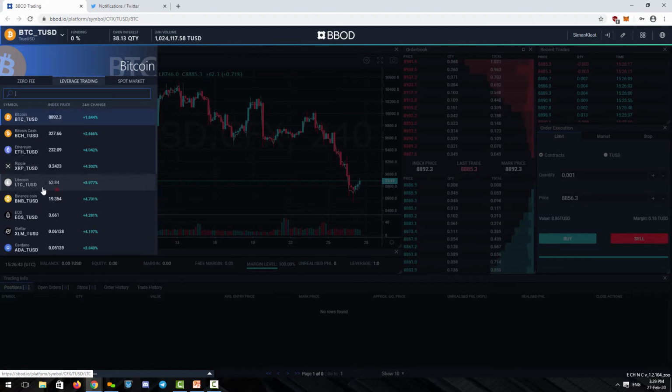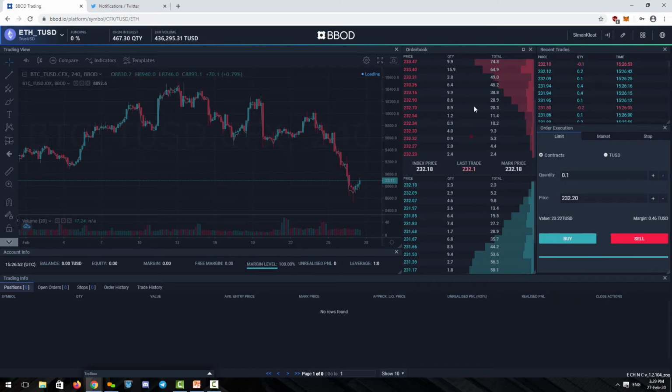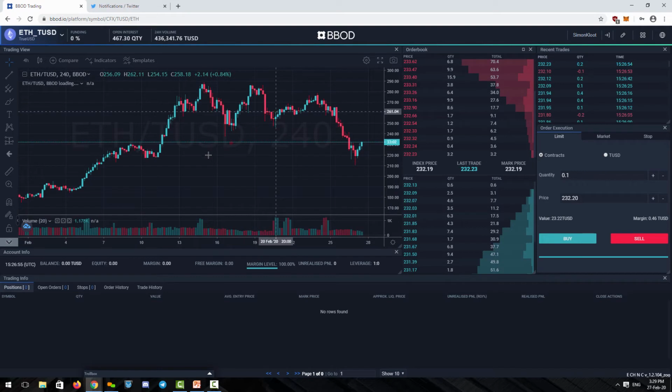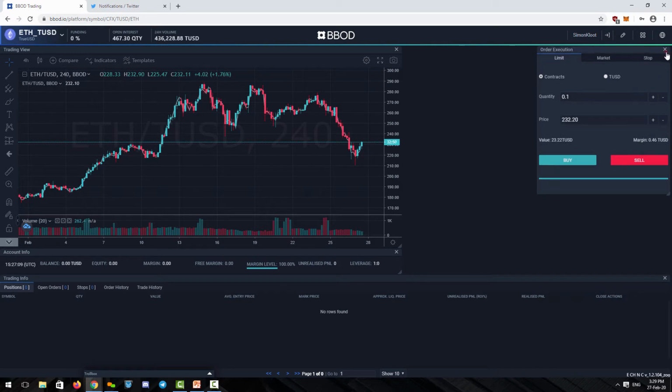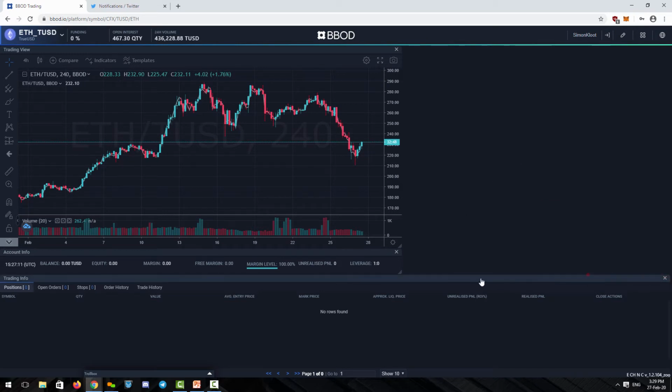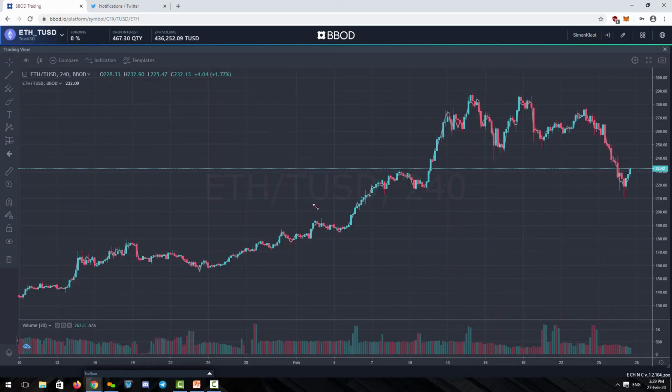How about Ripple maybe? In fact, let's get up Ethereum. So Ripple, okay, Ethereum, Ripple. Okay, let's have a look at Ethereum first, and then we'll have a look at Ripple. Now, I'm not one of these people that uses the order book, so I'm going to close that down and all of that. I'm just testing this platform at the moment, so I'm not trading live with it.